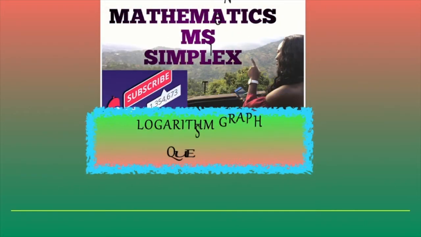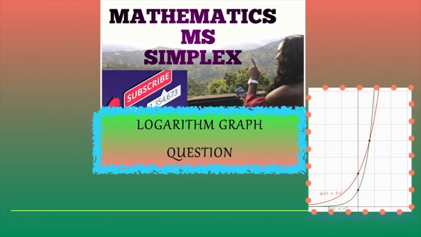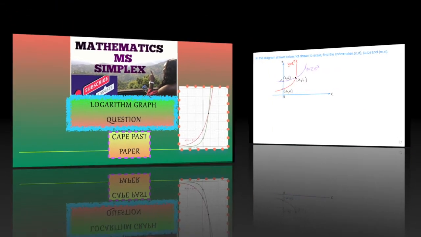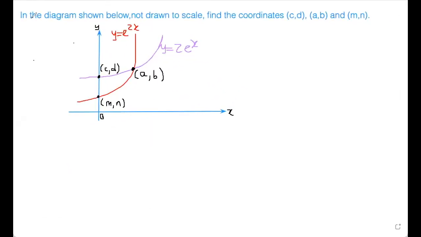Welcome back, guys. Today we'll be looking at two curves on a graph and determining the coordinates where they cut the y-axis and the point of intersection. So we're going to look at this question, which asks us to look at the diagram, not drawn to scale, where we have to find the coordinates CD, AB, and MN.